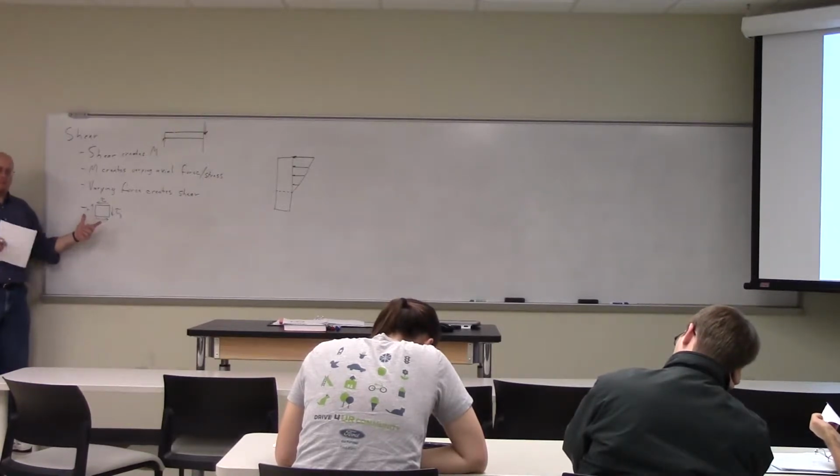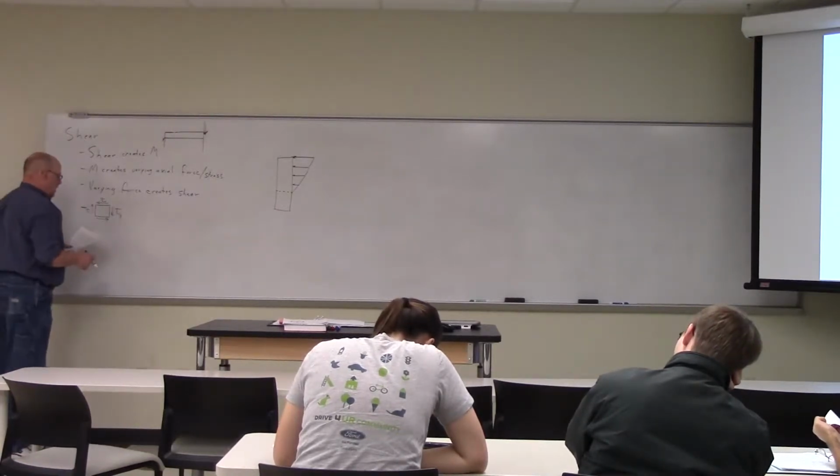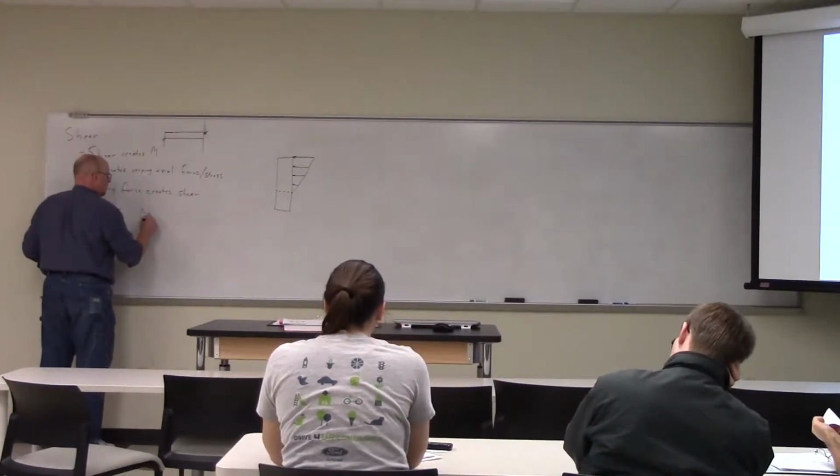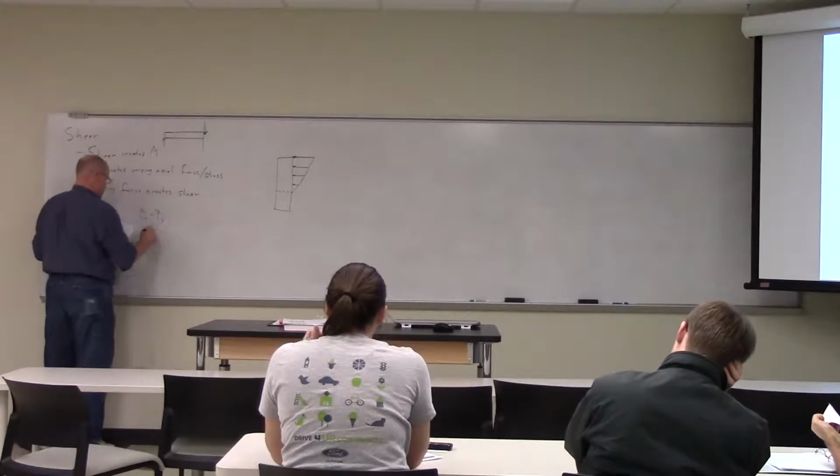That make sense to everybody? Okay. So therefore, tau sub x is equal to tau sub y. All right.